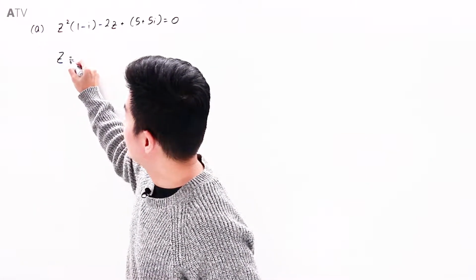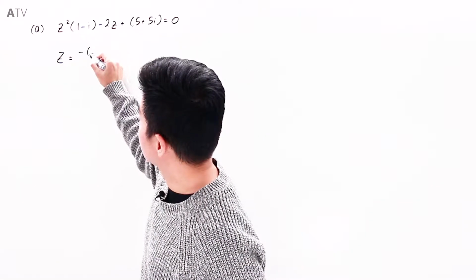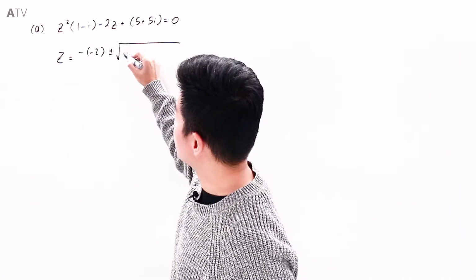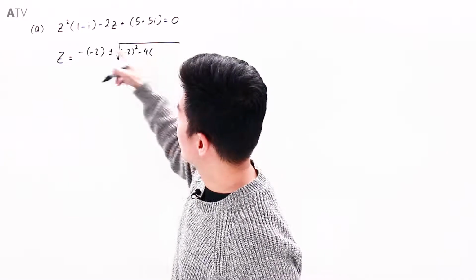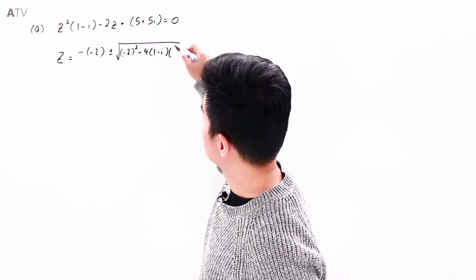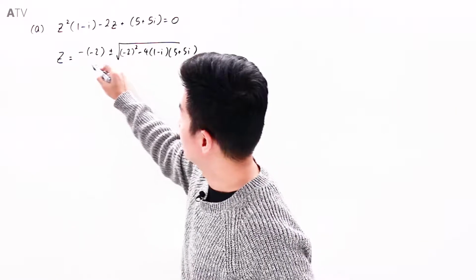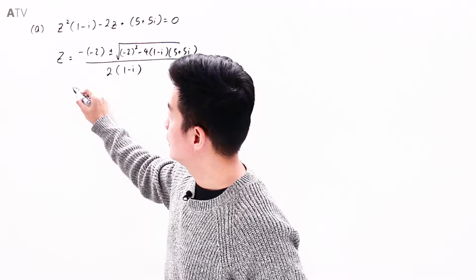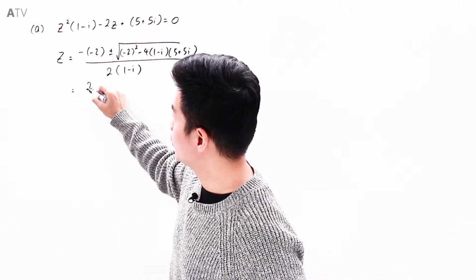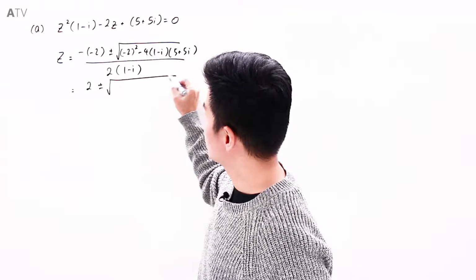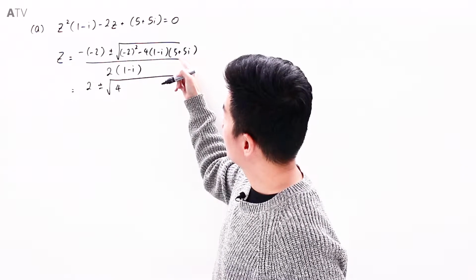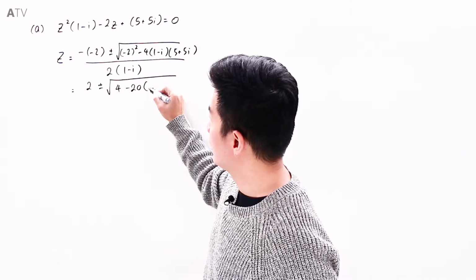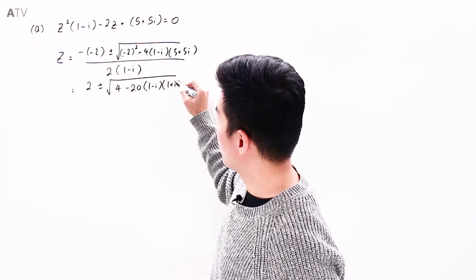So z is going to be equal to minus b, which is minus 2, plus or minus the square root of b squared minus 4ac, which is 5 plus 5i. And this is going to be divided by 2 times a. So what I have is 2 plus or minus the square root of 4 minus 20. Here 5, I'm going to factorize it out. Combining with minus 4, it will be minus 20 of (1 minus i)(1 plus i).